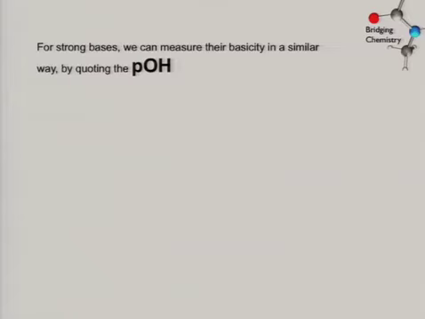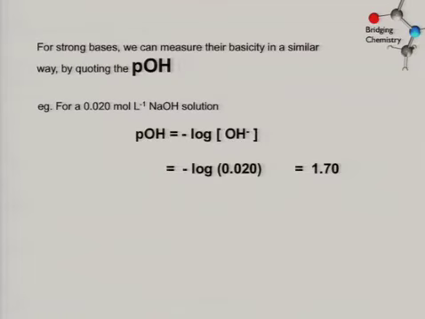If you're a strong base, then there's a similar sort of way that you can quantify how basic the solution is using something called the pOH. And it's kind of the same deal because the little p is still the same thing. The little p stands for the negative log. And so the pOH is just the negative log of the concentration of hydroxide ions.